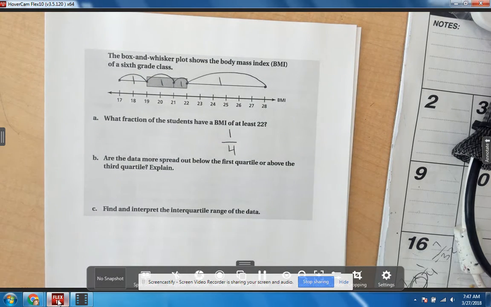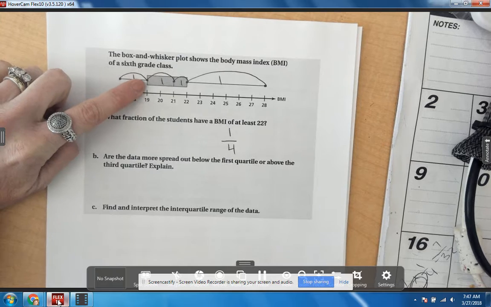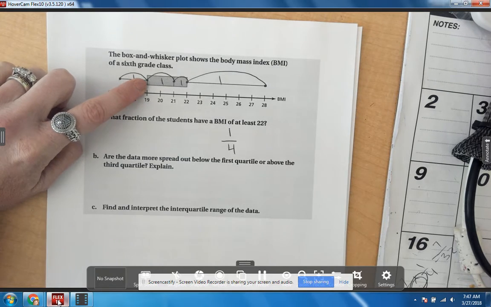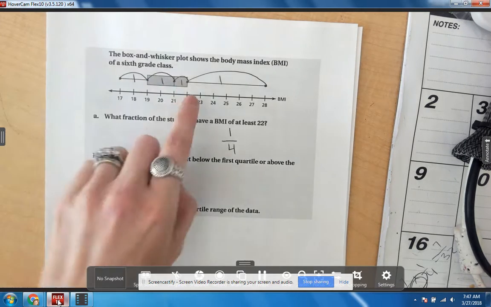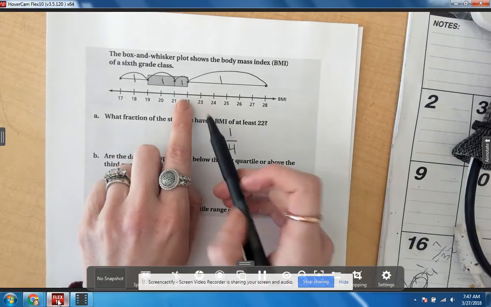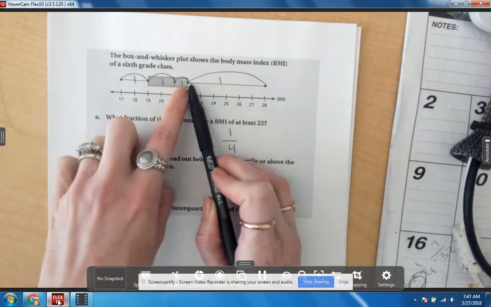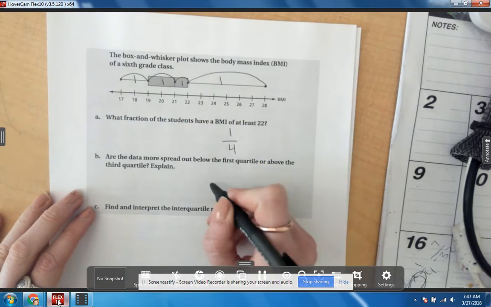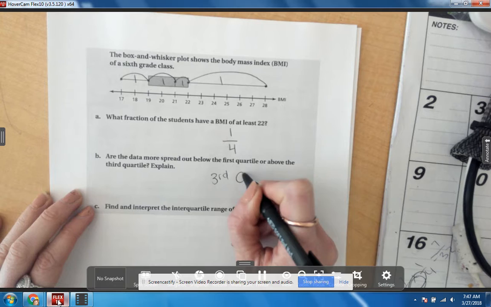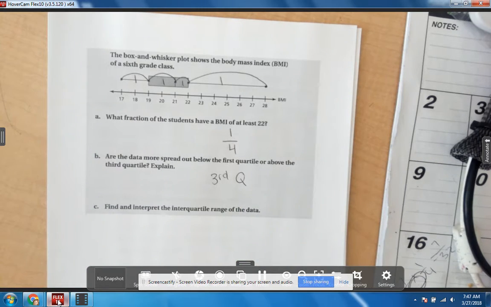Question B says, are the data more spread out below the first quartile or above the third quartile? First quartile and lower quartile mean the same thing, and third quartile and upper quartile mean the same thing. So they're saying, is this more spread out or is this more spread out? Clearly this is a longer line, so above the third quartile is more spread out.